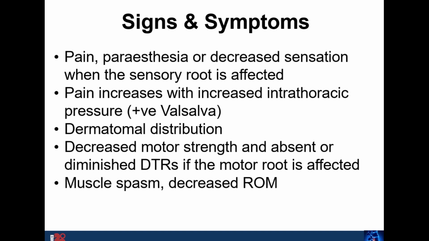Signs and symptoms. Again, I'm going over this pretty quickly because I'm sure we're all familiar with this. Just a nice refresher. Of course, there's pain. Depending on the extent of the herniation, there may be paresthesia, numbness and tingling, decreased sensation if the sensory root is affected. The pain usually increases with increased intrathoracic pressure, like a Valsalva maneuver. Obviously, if it's affecting a nerve root, there'll be dermatomal distribution. There may also be decreased motor strength and/or absent or diminished DTRs if the motor roots are affected. Typically, you'll see muscle spasm and decreased range of motion because of that.